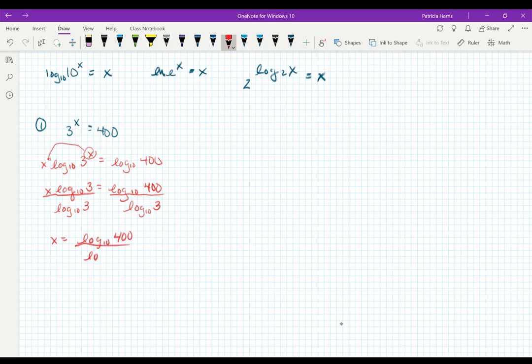Now, if I want a decimal approximation, okay, I'm going to get out my calculator. I'm going to use the log button. And I get 5.45. All right, let's find another problem to do.